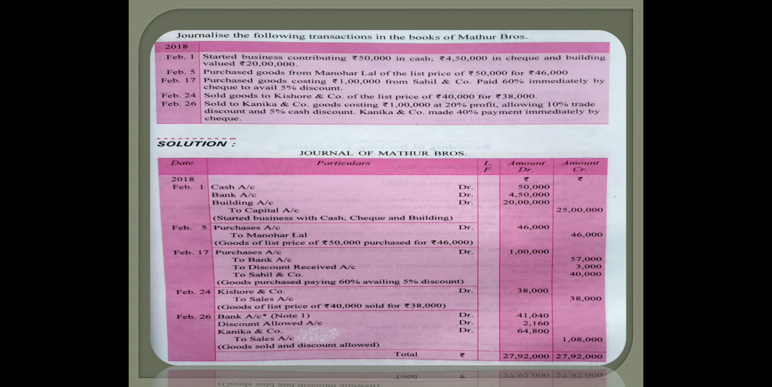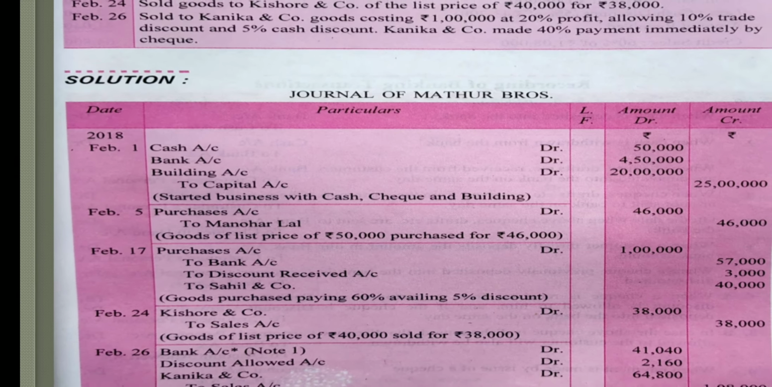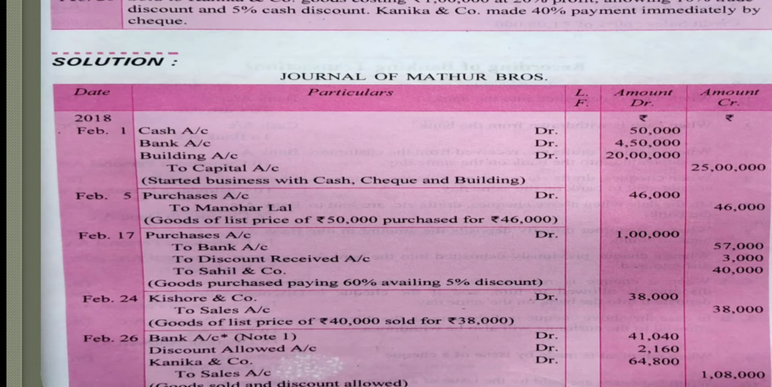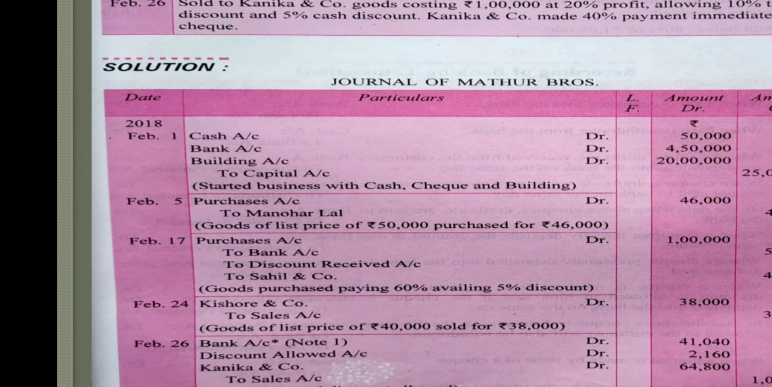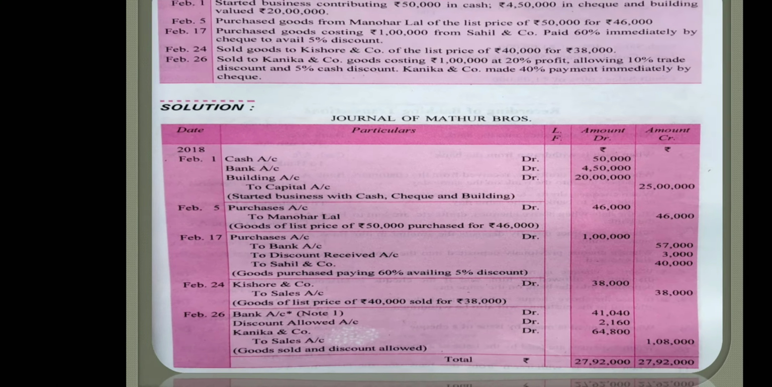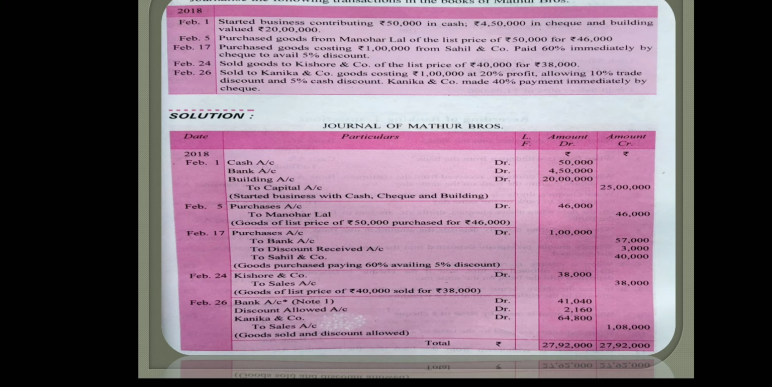So we will write here bank account debit 41,040 rupees, discount allowed account debit 2,160 rupees, and Kanika and Company, this is the credit sale, 64,800 rupees, to sales 1,08,000 rupees. Now you can see the calculation.